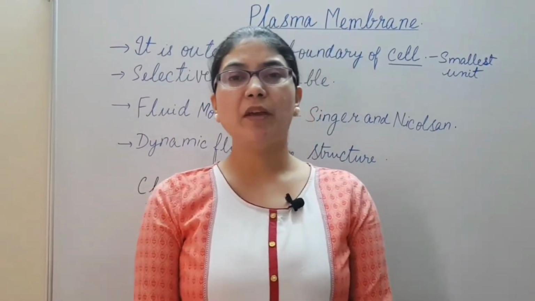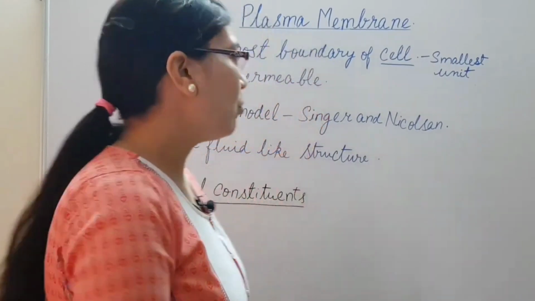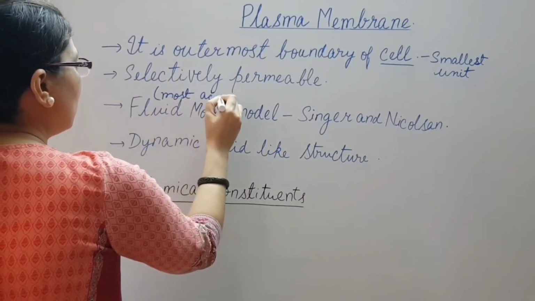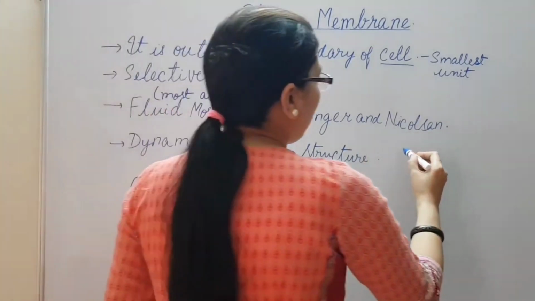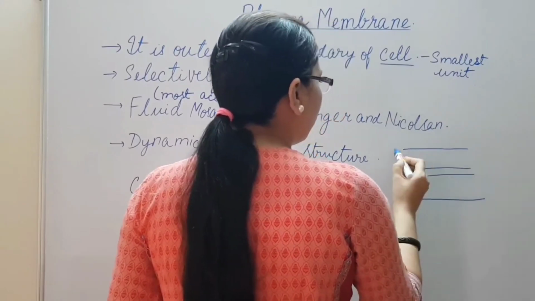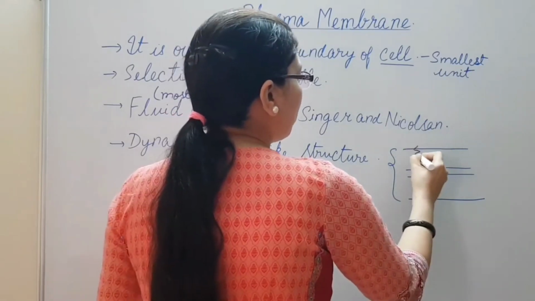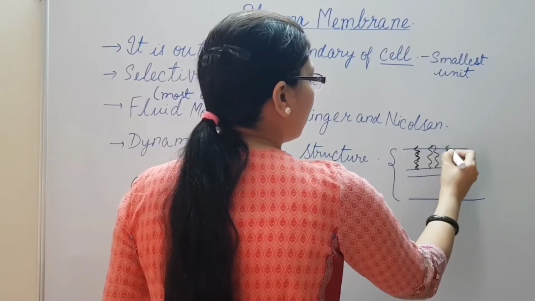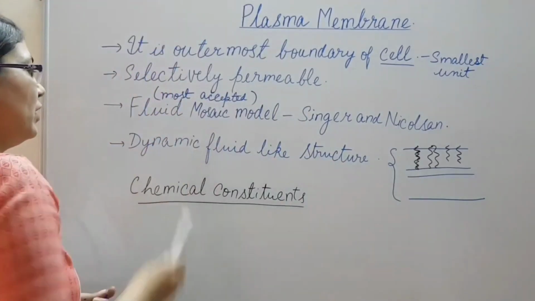There are various models proposed by different scientists to explain the structure of the plasma membrane. Among them the most accepted is the fluid mosaic model proposed by Singer and Nicolson. According to this, proteins like mosaic are embedded in the lipid bilayer. This is lipid bilayer. In this, proteins are embedded like mosaic, and plasma membrane also shows mobility, thus it is fluid in nature.